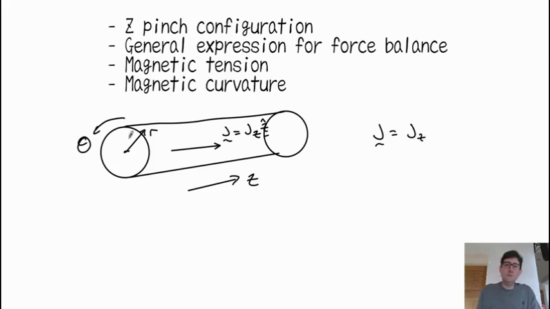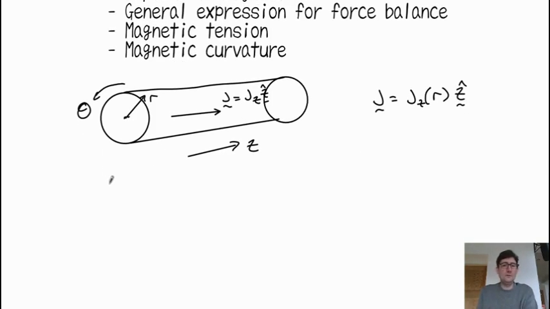And now we're going to assume that the system is constant or uniform in theta and uniform in Z. And so this current is only a function of radius, and this is in the unit vector in the Z direction. Okay, so now we can look at the situation and work out, does ideal MHD hold? What kind of solutions do we get?